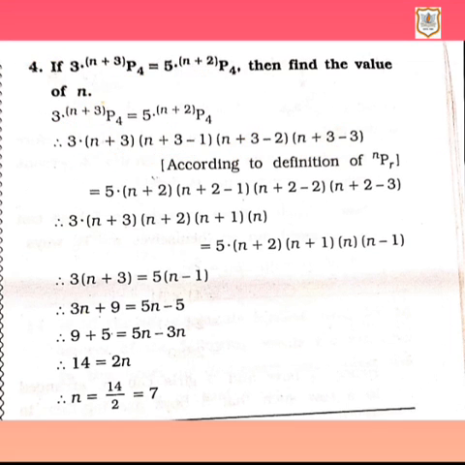In the same way, (5n+2)P4 can be written as (5n+2)(5n+2-1)(5n+2-2)(5n+2-3).